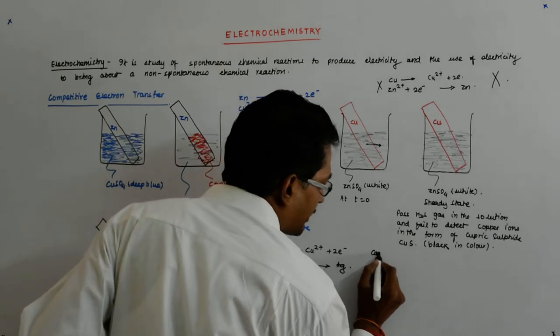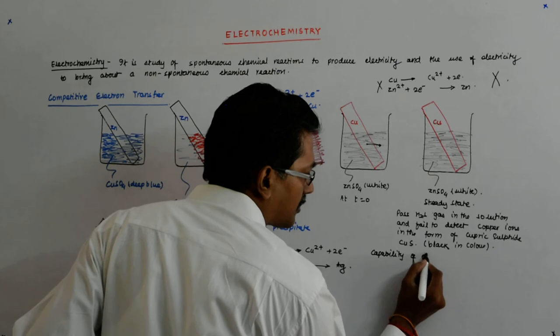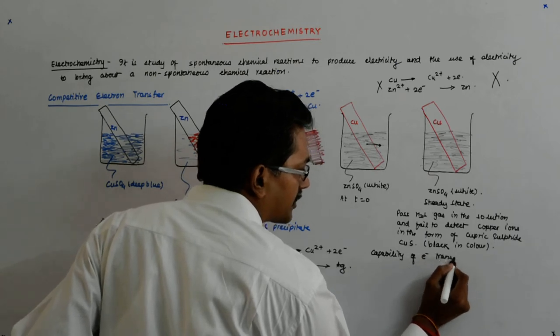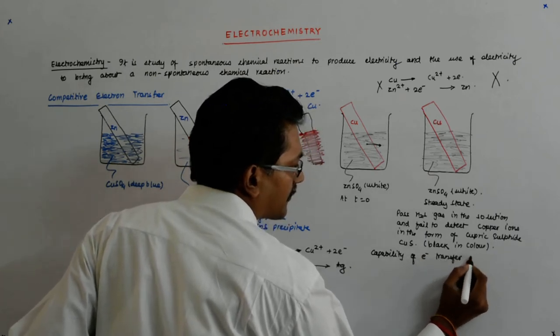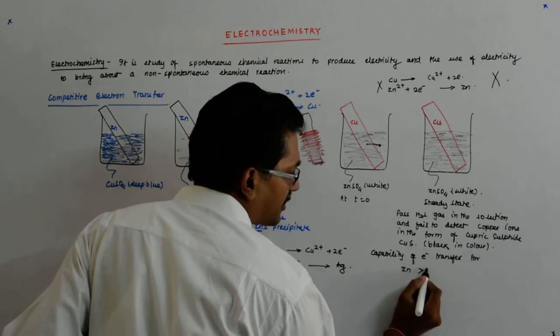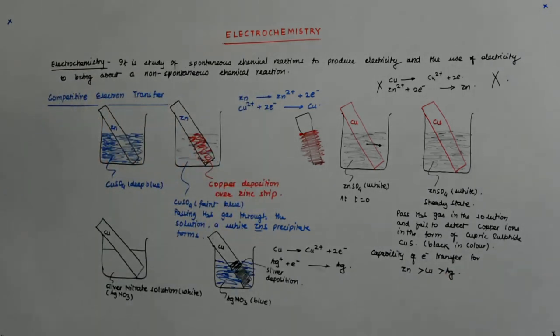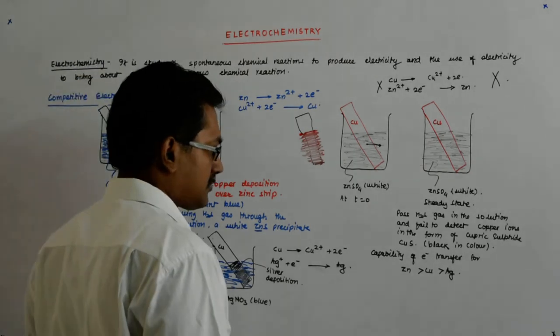On the basis of this, we can tell that the capability of electron transfer for zinc is greater than copper, which is greater than silver.